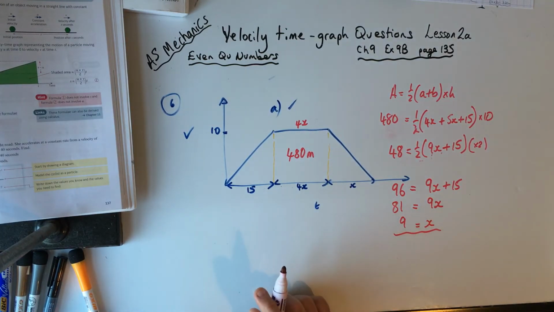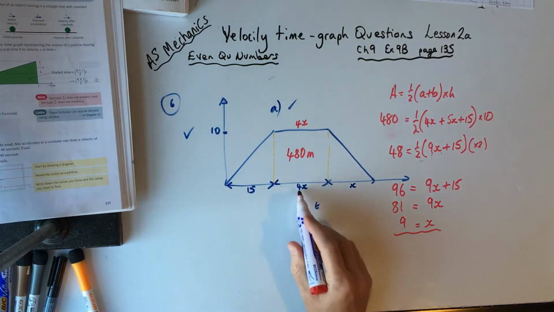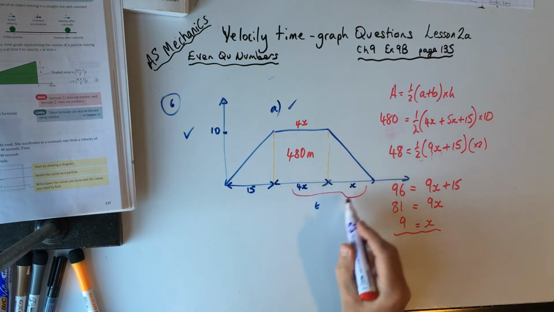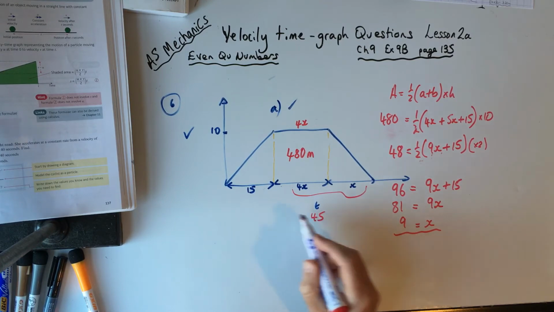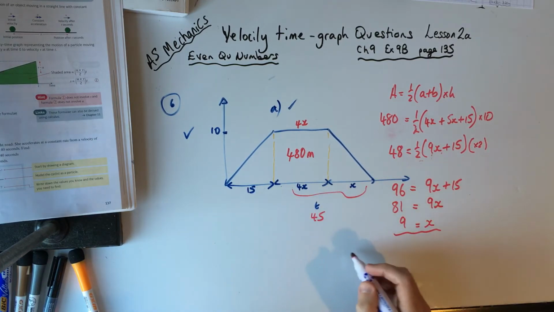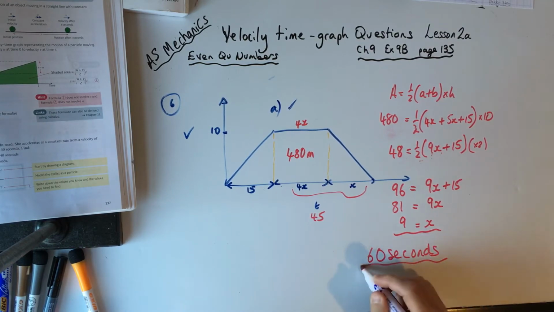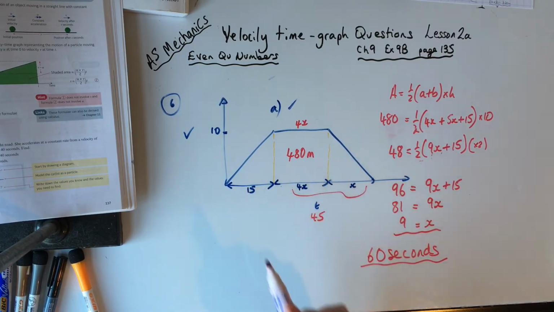So what is the question asking? The total time that the particle is moving. So that's the whole bottom, isn't it? On the bottom we've got 5x, so 5 times 9 is 45, 50, 60. So 60 seconds in all. There we go, that's our answer. So x is 9, 4 9s and another 9 and a 15 makes 60 seconds. That's how much it's travelling for. So that's number 6.